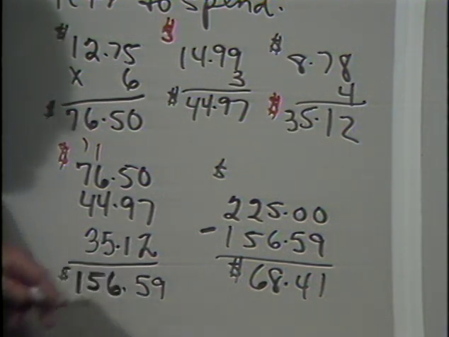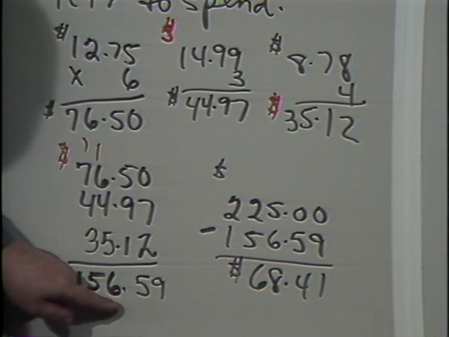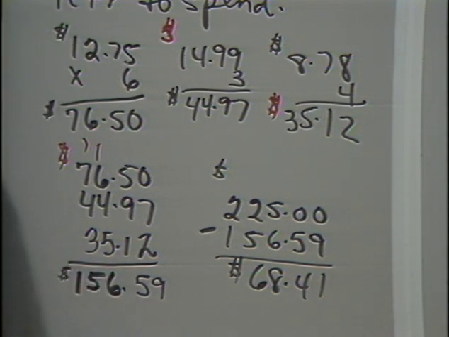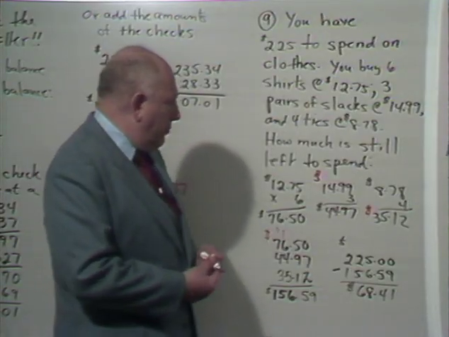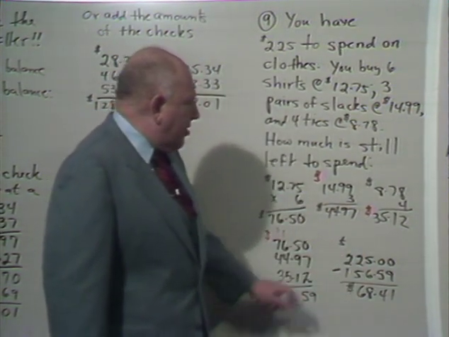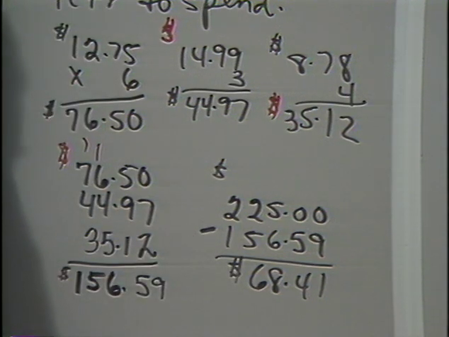Now I've got the $156.59. What is that? That's how much I've spent for clothes. How much more do I have left to spend on clothes? Well, whatever it is that I can add on to $156.59 to get $225. And more traditionally, how do I do that problem? I subtract the $156.59 from $225. That gives me what? $68.41. That's how much money I still have left.